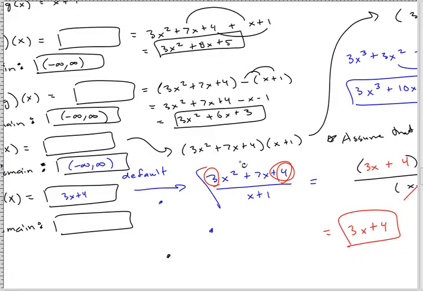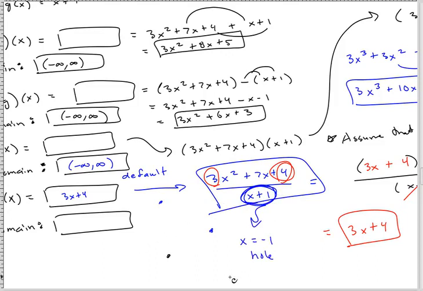We actually need to look right here at the original. And so I'm going to ask the same question. Is there division? And you're going to say yes. So I need to see whenever the bottom is equal to 0. And that's going to be at -1. And again, that's a hole in my domain.